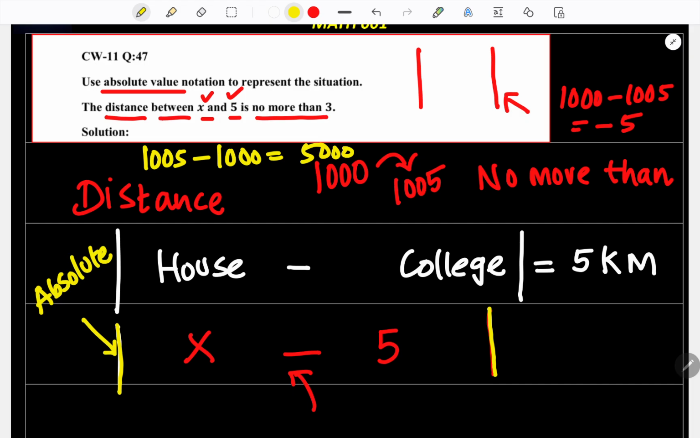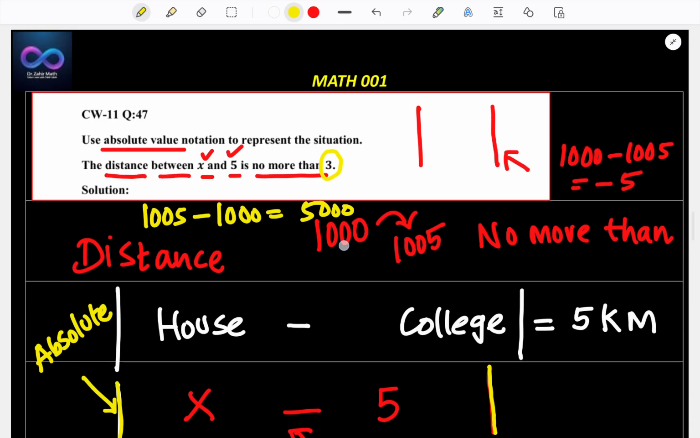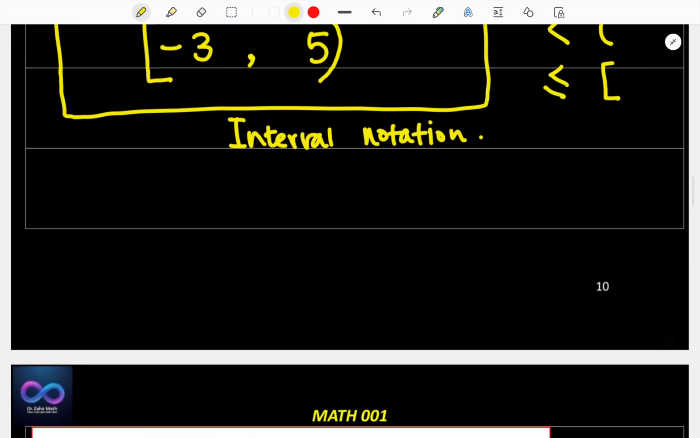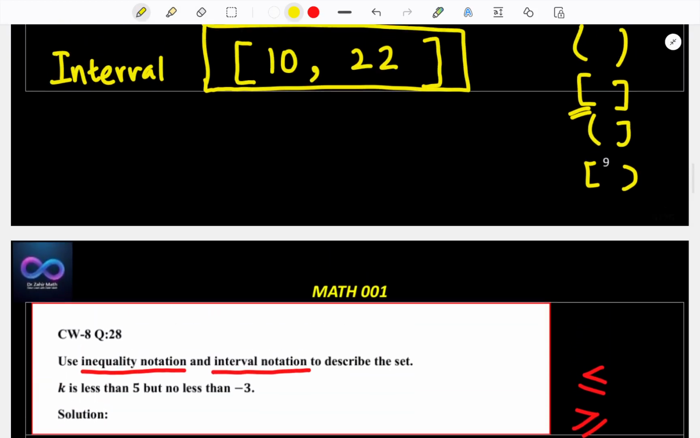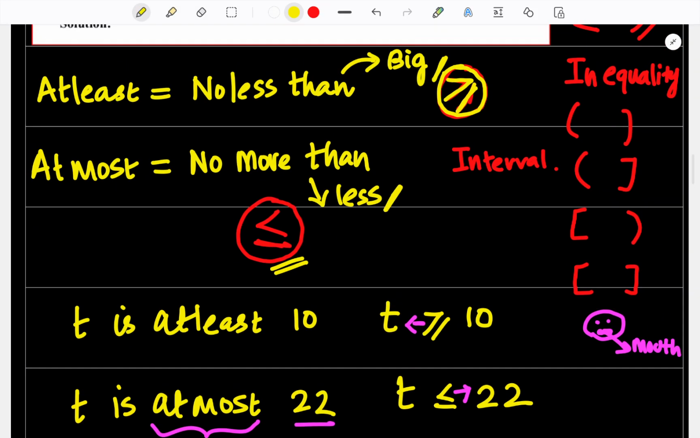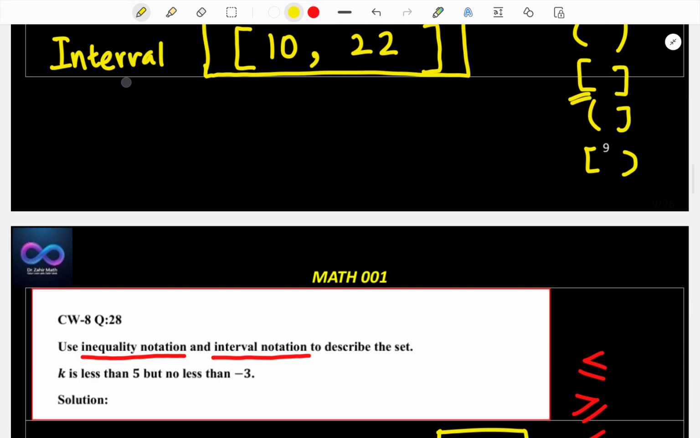Keep in your mind: x minus 5, which is equal to 3 kilometers, is given. No more than — again, I'll go back to the phrase "no more than" slowly, just with 2-3 problems before I explain. What is "no more than"? No more than means at most. At most means less than or equal to.